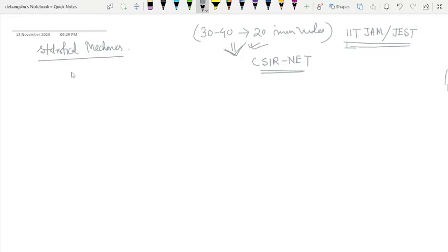So first, today will be the introduction part, before going to the statistical mechanics main topic. First you have to know what statistical mechanics actually is, what the relation between thermodynamics and statistical mechanics is, what the difference between them is, and why we should use statistical mechanics. Even after we have thermodynamics, why should we study this particular mechanics for understanding a system?